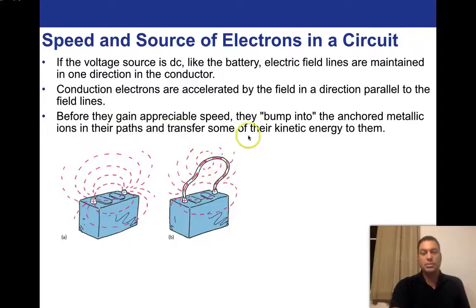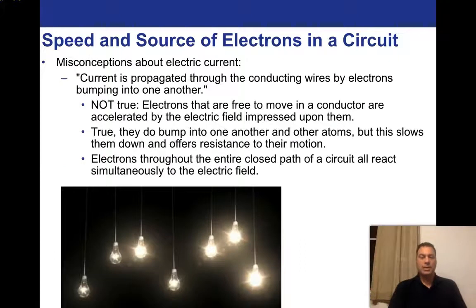Before they gain appreciable speed, they bump into the anchored metallic ions in their paths and transfer some of their kinetic energy to them. As a consequence, things start to move around, right? So you get a lot of transference, you even get heat, a lot of things start to happen. You just need to be aware that not all things move as fluidly as we think. These electrons aren't on superhighways in metal wire. They're running into things and it slows them down. That allows us to start answering some of the misconceptions about electric current.